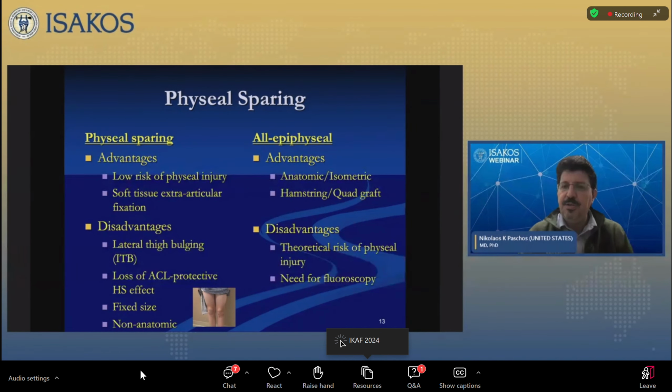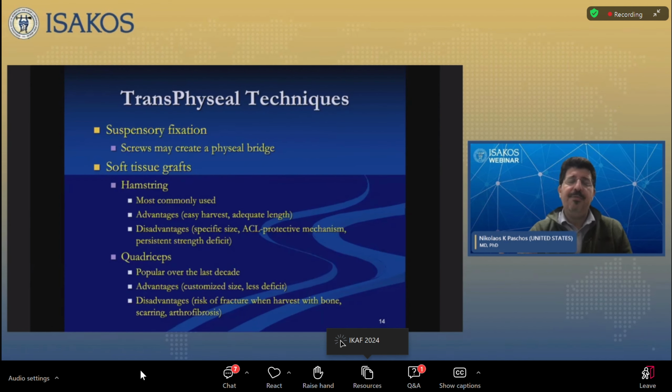With the all-epiphyseal is more anatomic. We can use a nice graft that we have used in the past that doesn't stretch out. And disadvantage is that theoretically you have a higher risk for growth disturbance, and you need fluoroscopy, so it takes a little bit more time. The fixation is also very important. So be careful when you use screws, being very, very close to your physis, because it can create a physeal bridge.